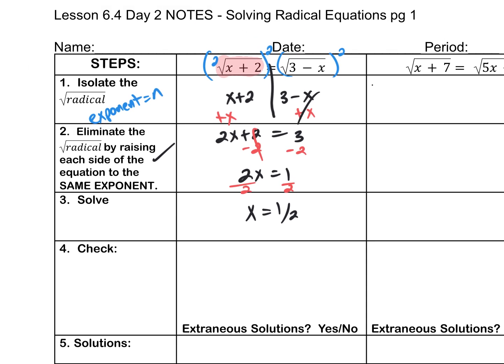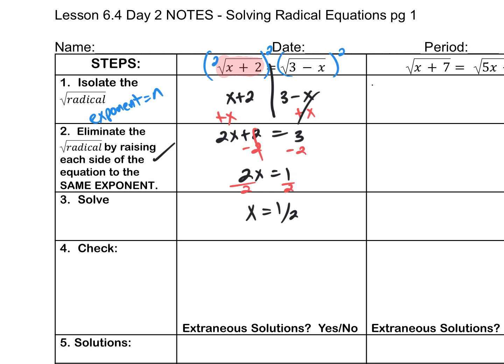I'm just going to check that it works. When you check it, you have to plug it back into the original problem. My original problem had the square root of x plus 2, but instead of the x, we're going to plug in the value that we think is the answer. In this case, it happens to be 1/2. We're going to put that exactly how you see it on the calculator. So you do the square root of 1 divided by 2 plus 2. It should give you a decimal.